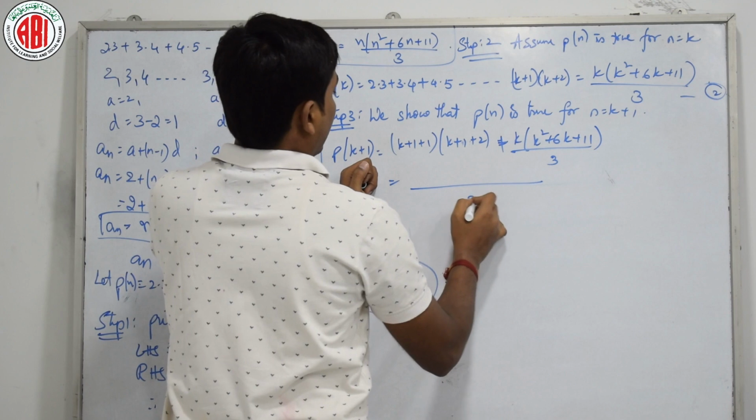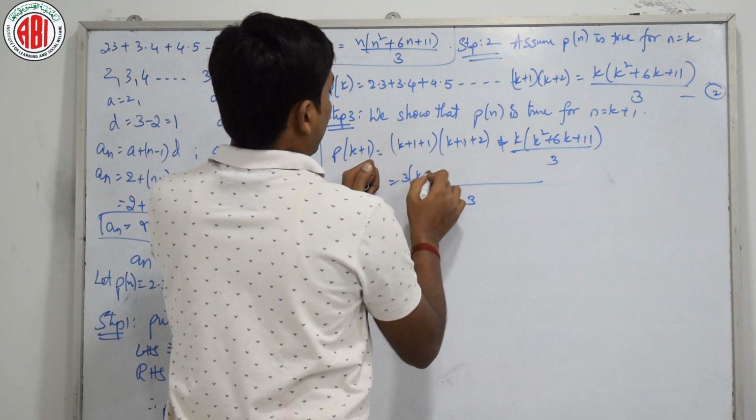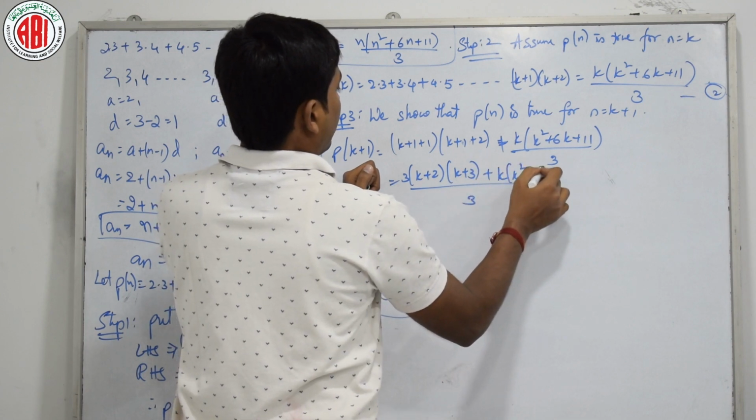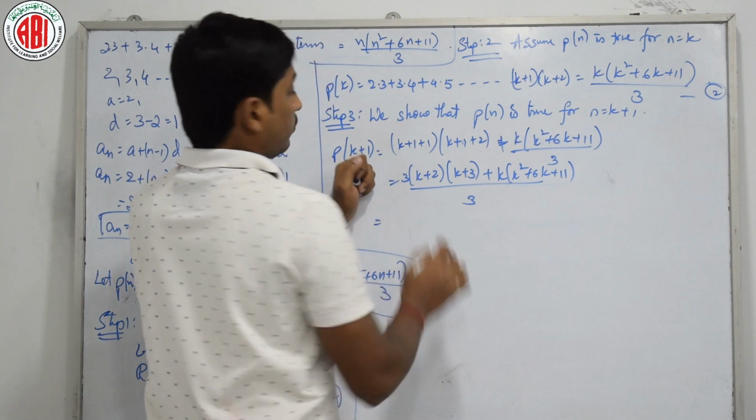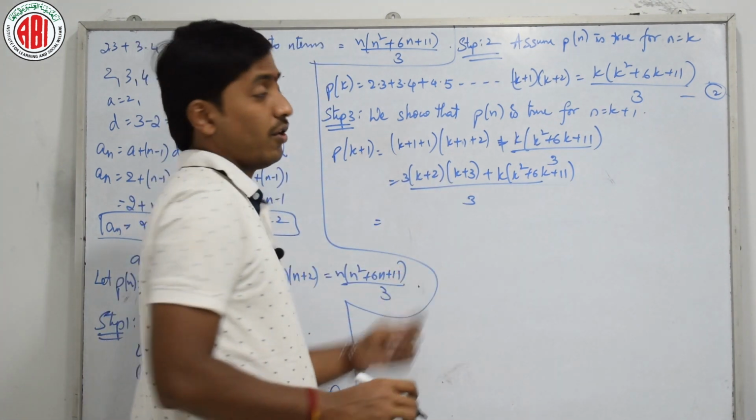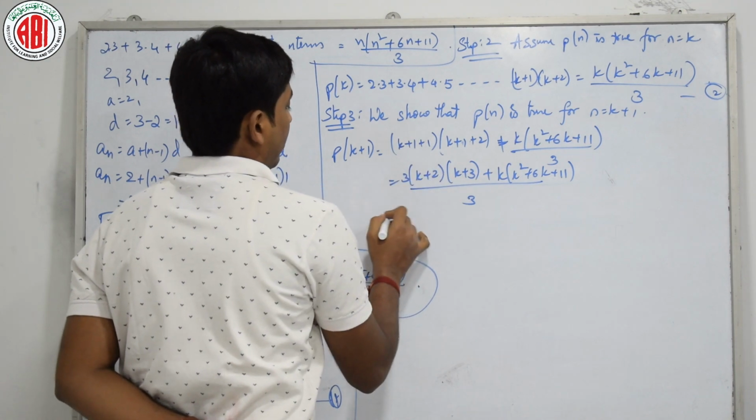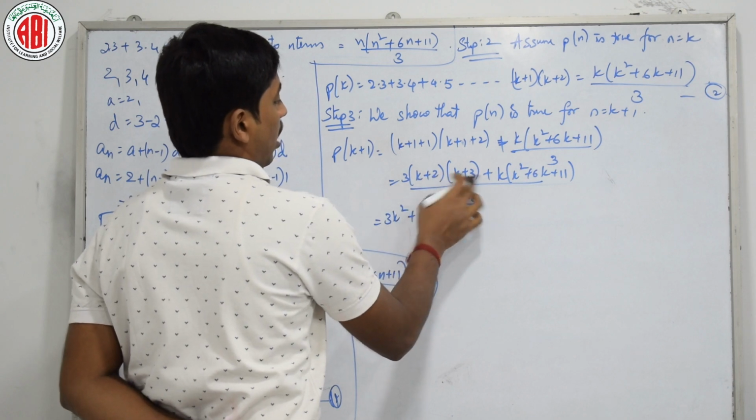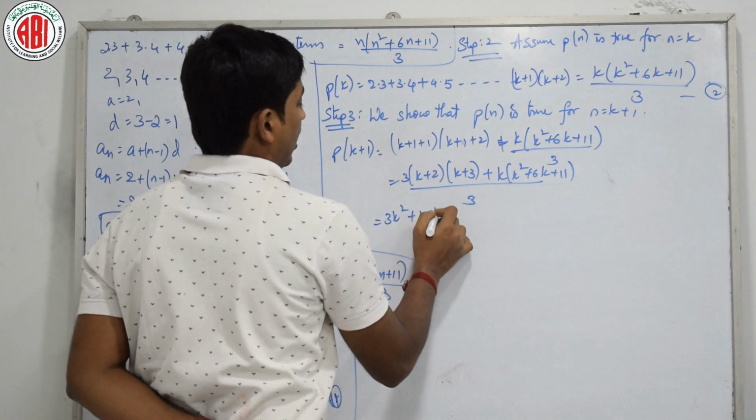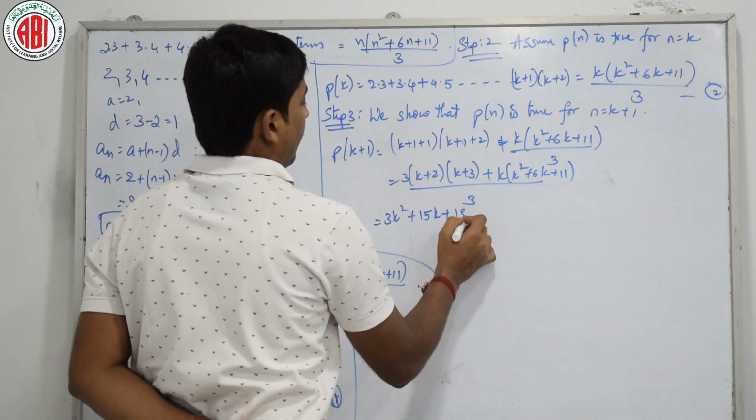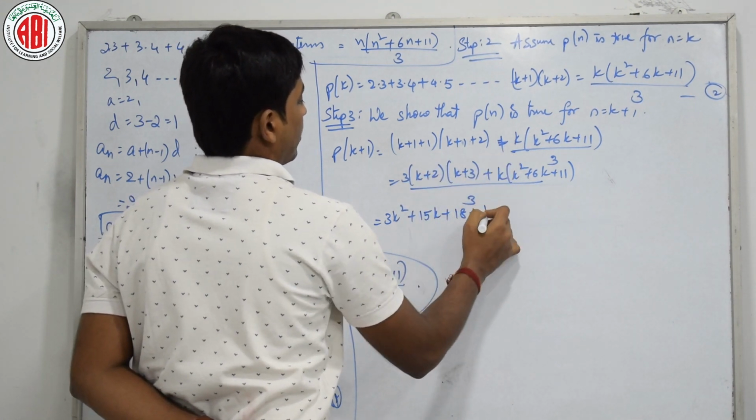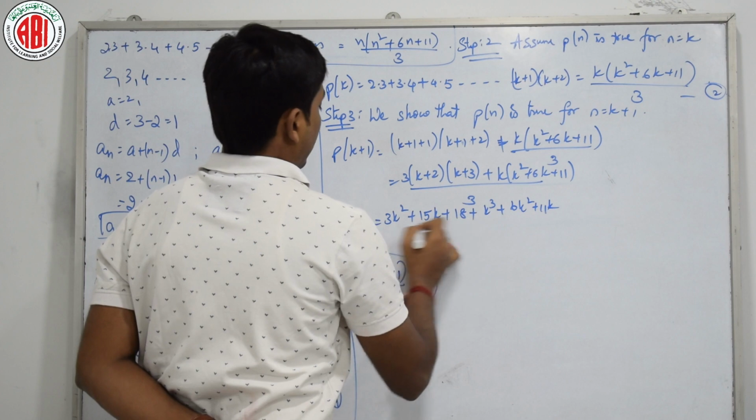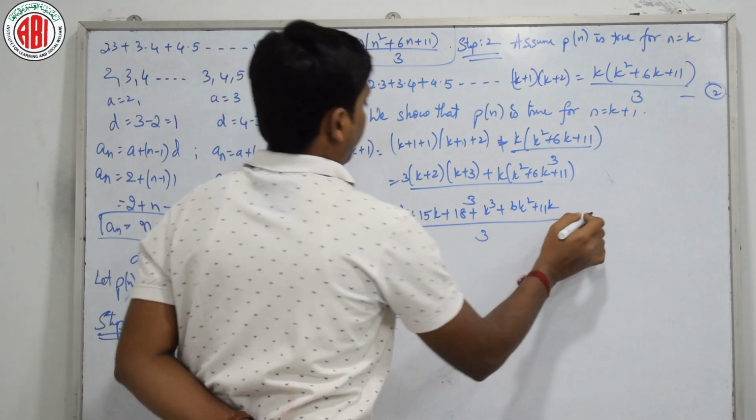Now tell me what is the LCM? 3. Here 3 into k plus 2 into k plus 3 plus k into k square plus 6k plus 11. Okay. Now let us multiply each and every term. What do we get? k into k is k square, 3 into k square is 3k square, k into 3 is 3k plus 2 into k is 2k. 3k plus 2k is 5k. 5 3s are 15k plus 3 2s are 6. 6 3s are 18 plus k into k square is k cube plus 6 into k is 6k square plus 11k divided by 3. Okay.